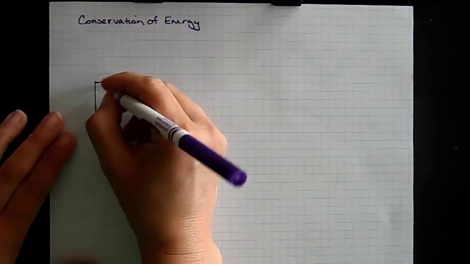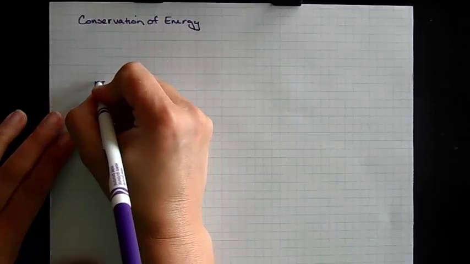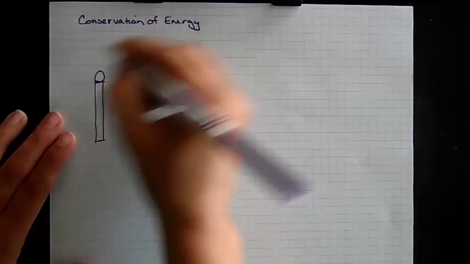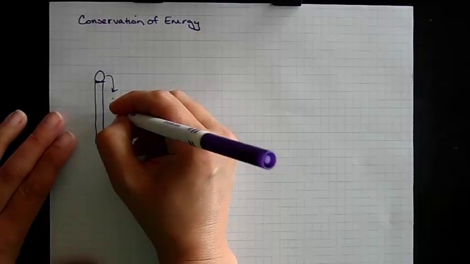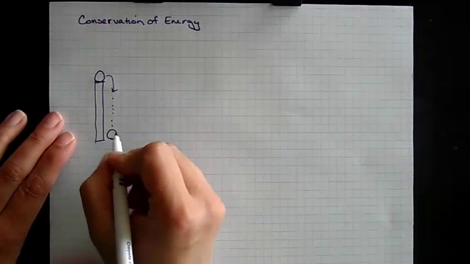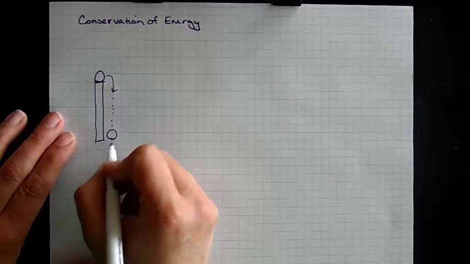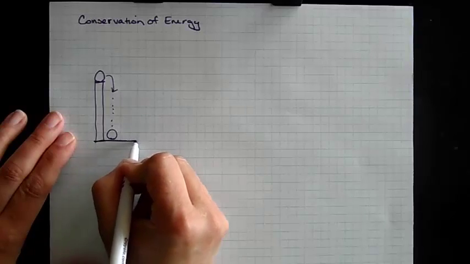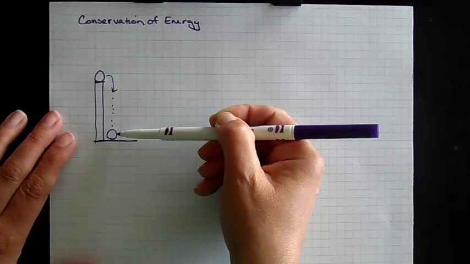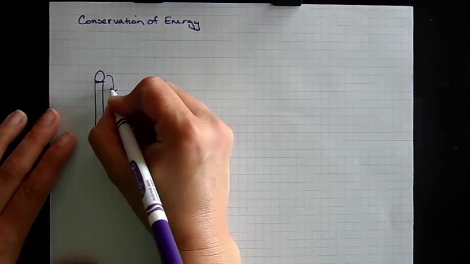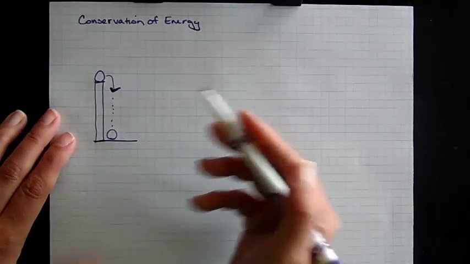We're going to have a ball. We have a wall here with a ball on the top, and this ball is going to fall off. It's going to go down and hit the ground. What we want to look at is how this energy changes from this point to this point. So we're looking at that change in energy, that conservation of energy.